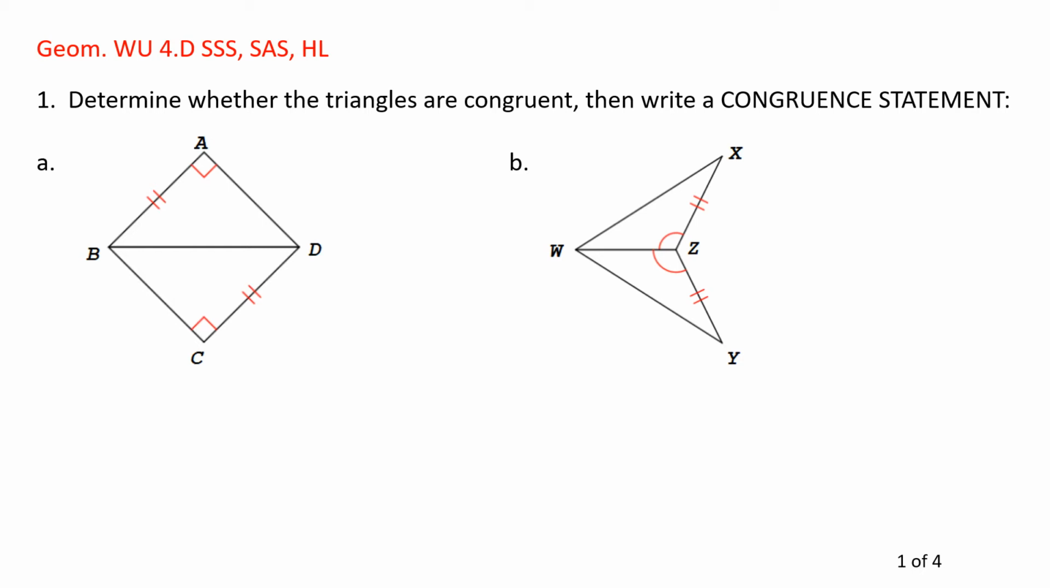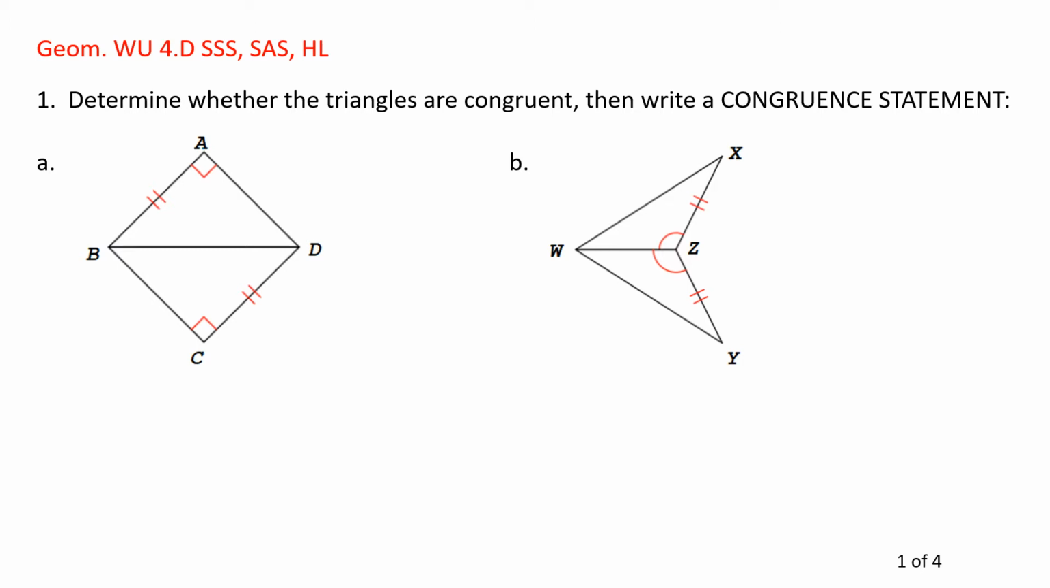Hello, geometry students. In this brief lesson, a review of side, side, side; side, angle, side; and hypotenuse leg. The question says, determine whether the triangles are congruent, and if so, write a statement. Is the top triangle congruent to the bottom triangle? What I'm going to do is look and see what I have, and then see if it's a valid method for proving congruence.